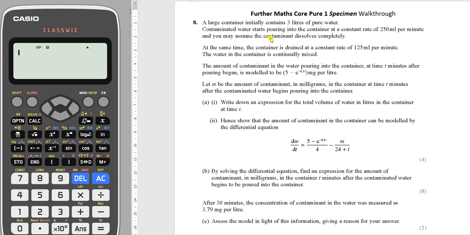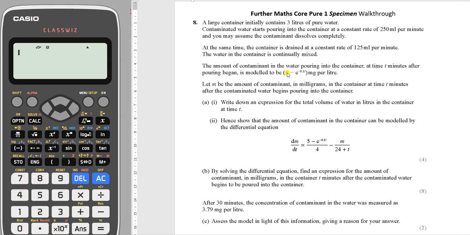The other standard assumptions, we assume the contaminant dissolves completely and that the water in the container is continually mixed. But we've also got this added complication that water is drained at a constant rate of 125 milliliters per minute. Now, the water being drained is going to have a varying concentration because the container initially contains pure water, but it's having contaminated water poured in. However, in this particular question, even the water being poured in doesn't have a constant amount of contaminant. The amount of contaminant in the contaminated water itself varies a bit.